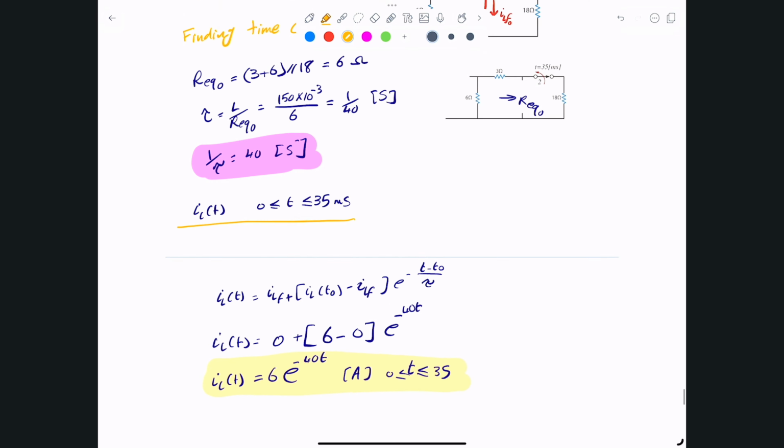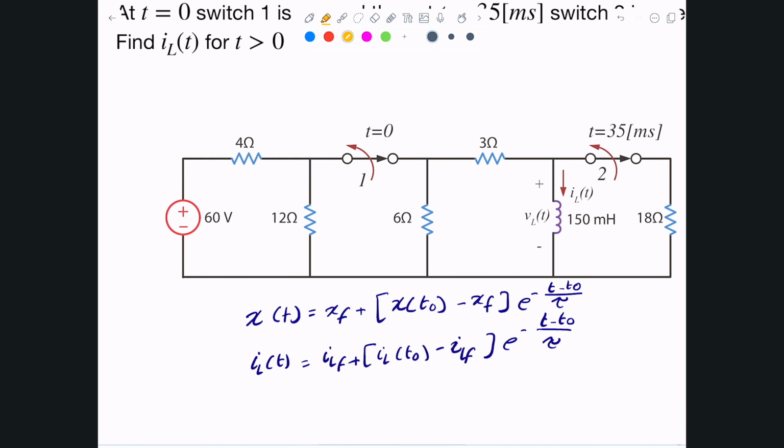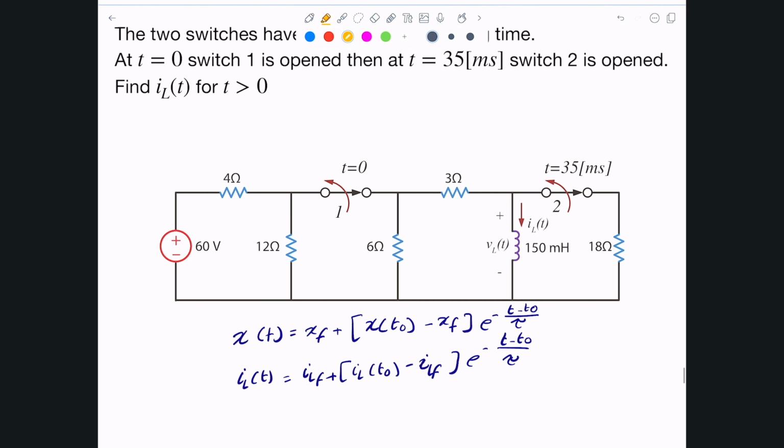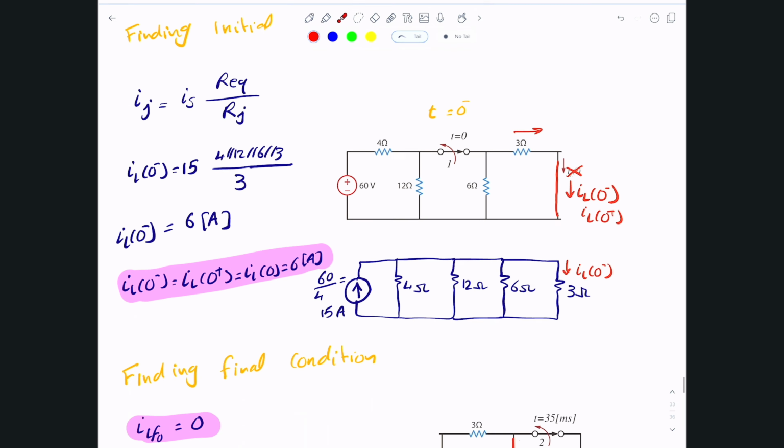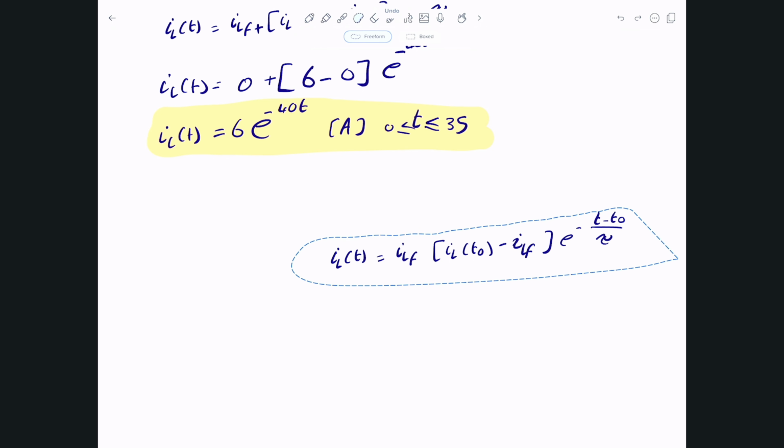Now, the circuit, if you take a look at it, if we didn't have sequential switching, we'd be done. But now, with sequential switching, we have another switch here that opens at 35 milliseconds, and now we're interested in whatever is left in the circuit. So what we have now is the following. We have now a circuit that looks something like this.